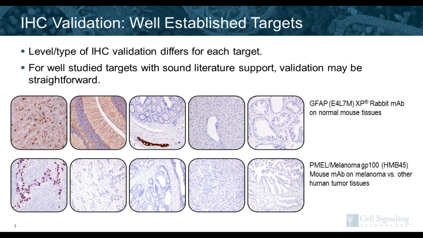On the bottom is an antibody against PMEL, which is a melanoma-specific antigen. We see nice signal in the melanoma cells in the images on the left, and no staining in the other images of various tumor types, as expected. While targets such as these are relatively straightforward, the majority of our validation occurs on more difficult targets.